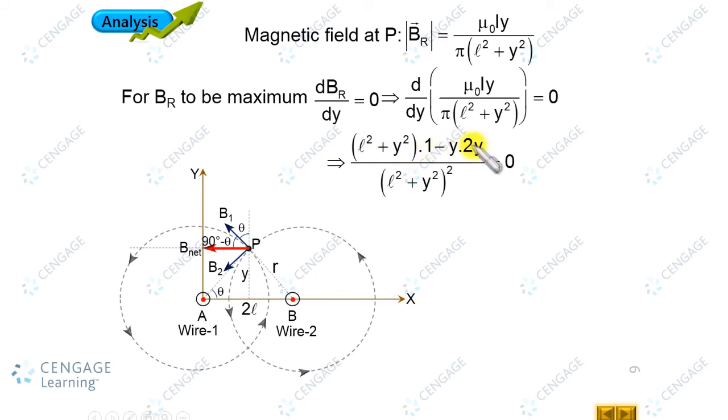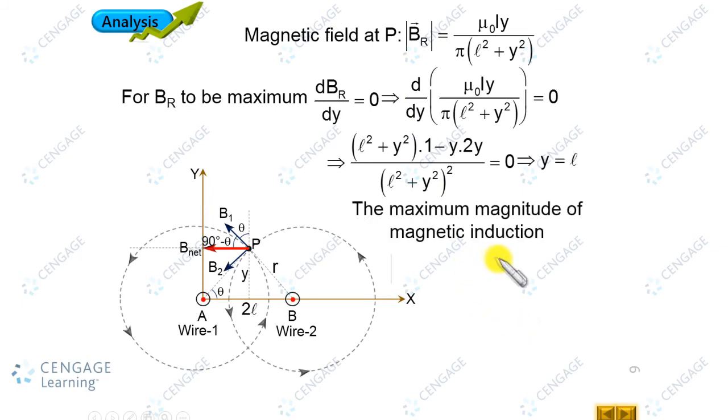So differentiation will give this term. We can simplify, right? We can observe here the 2y square is y square. Multiplication of this term with the 0 will be 0. That means here we can write L square equal to y square, that is y square equal to L square, or y equal to L, right? So we can say at a distance L from this middle point, the magnetic field will be maximum. Now we can substitute the value of y in this expression to get the maximum magnitude of the magnetic field.